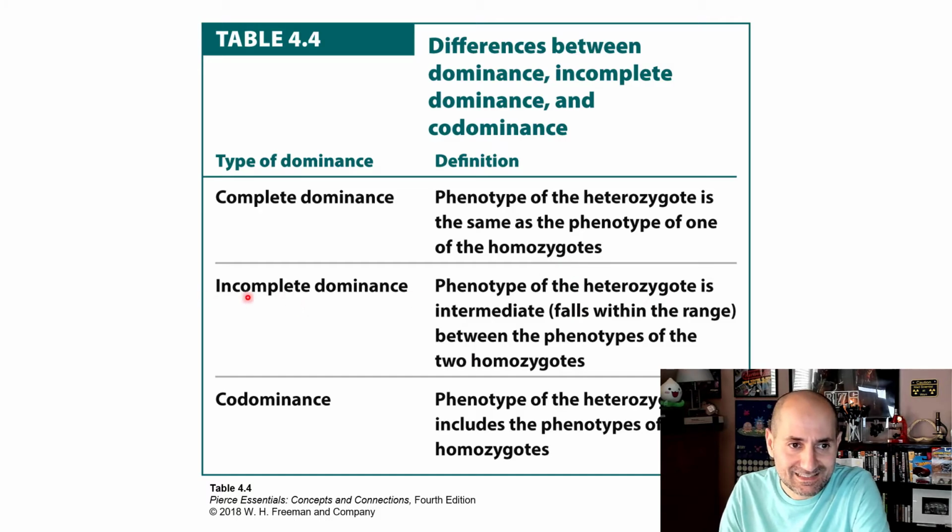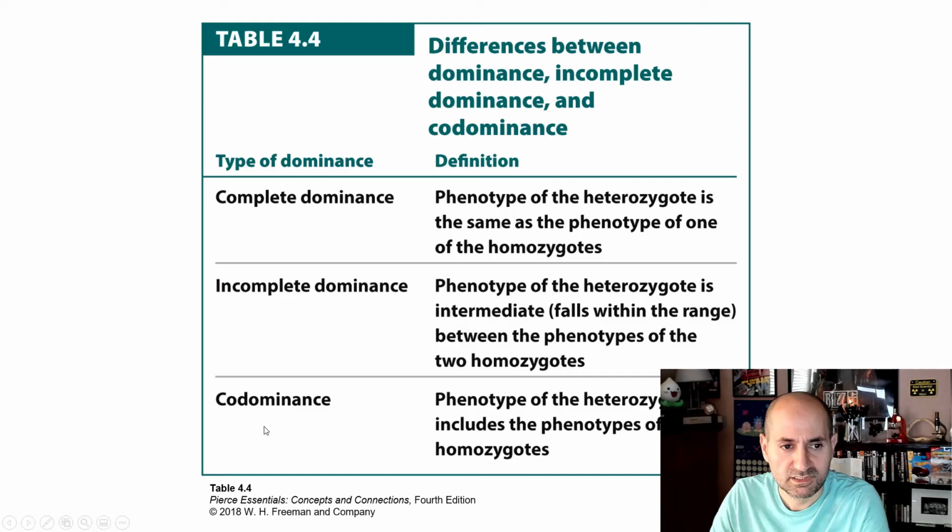But what about incomplete dominance? The phenotype of the heterozygotes is intermediate. It falls within the range between the phenotypes of the two homozygotes. Now, keep in mind, I'm going to show you this in more detail a little bit later, but this is not the same thing as blending. Remember, the blending hypothesis was disproven. Incomplete dominance is not blending, and you'll see why in a little bit.